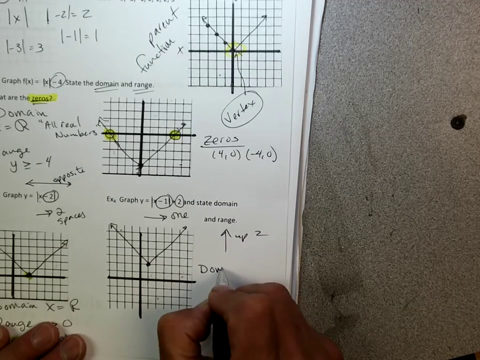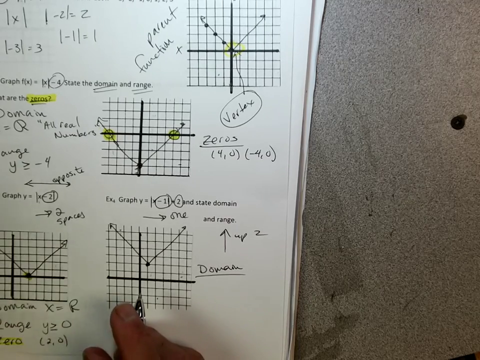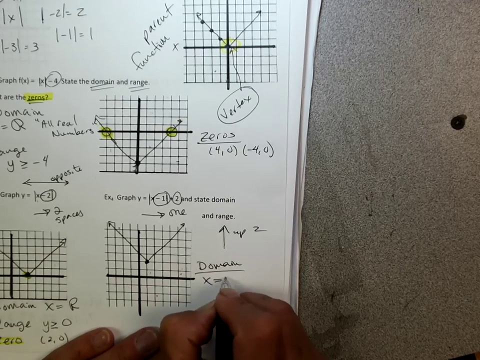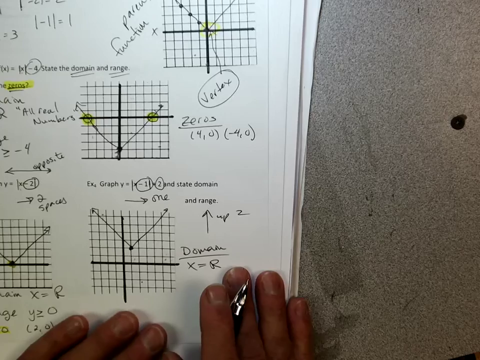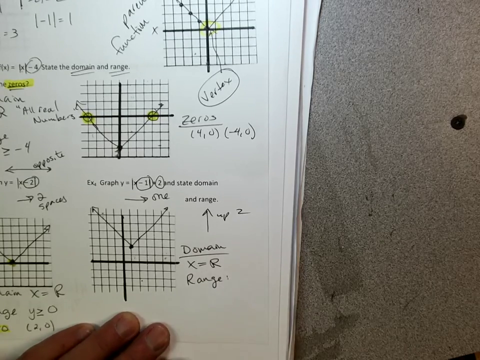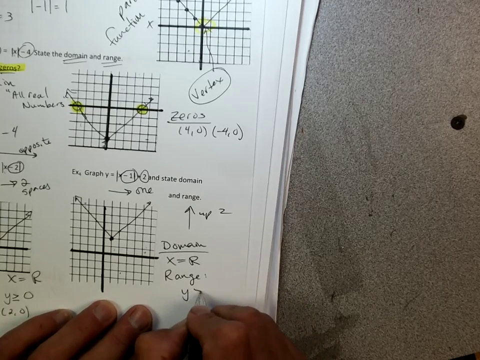Domain. How wide is this graph? All real numbers. So it seems like that's always going to be the domain, isn't it? In fact, it will be, because you can plug in any x value you want. So the domain is going to be all real numbers. Seems to be the way it always is, right? How about the range, though? What about the range? y is greater than or equal to positive 2. Yes.